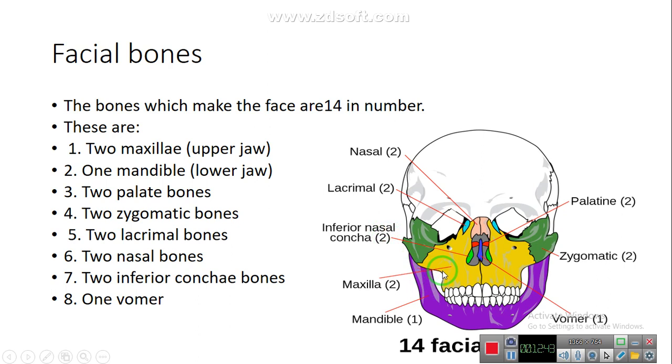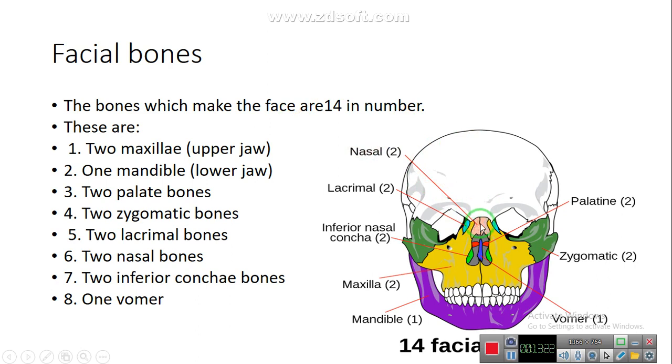Here you can see the yellow part, and 1 mandible. Here you can see the purple part, and 2 palate bones. This red part. 2 zygomatic bones. This green part. 2 lacrimal bones. This sky blue part. 2 nasal bones. This pink part.